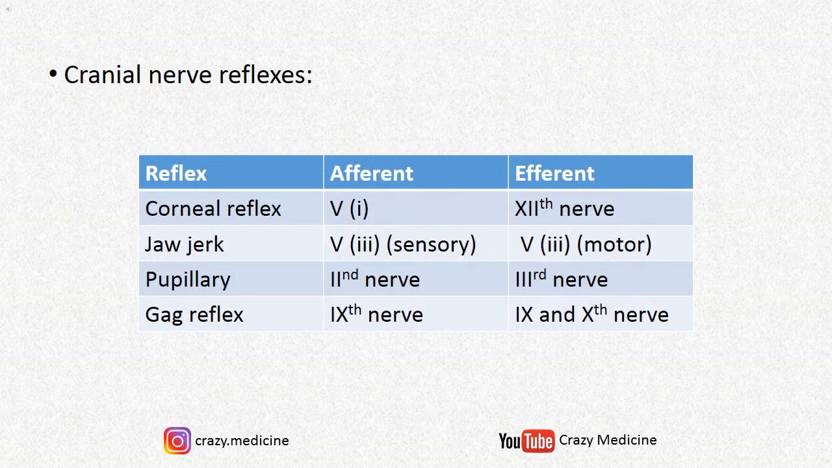Next are a few important cranial nerve reflexes. First of all, corneal reflex. Afferent is ophthalmic division of 5th cranial nerve and efferent is 7th cranial nerve. Then jaw jerk. Afferent and efferent are both by mandibular part of 5th cranial nerve. Then pupillary reflex. Afferent is by 2nd cranial nerve and efferent is by 3rd cranial nerve. And last is gag reflex. Afferent is by 9th cranial nerve and efferent is by 9th and 10th cranial nerve.